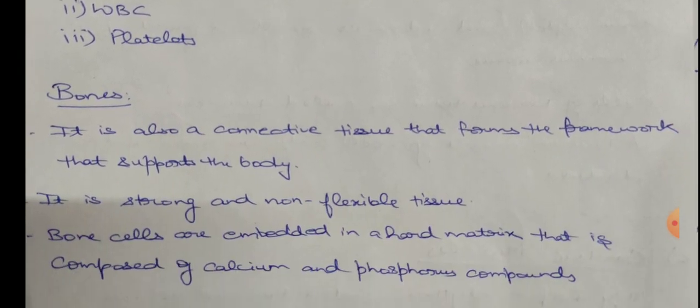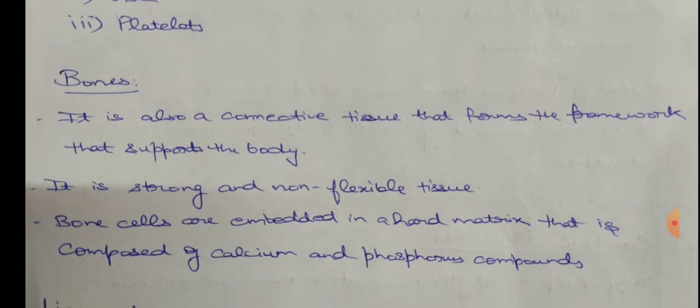It is also a connective tissue that forms a framework that supports the body. Very important, because you know that our skeletal system is the main thing that supports the body. It gives the body a particular shape. Why? Because it is hard, so that it gives support to the body. Then it is strong and non-flexible tissue. Bones are strong and non-flexible tissue.